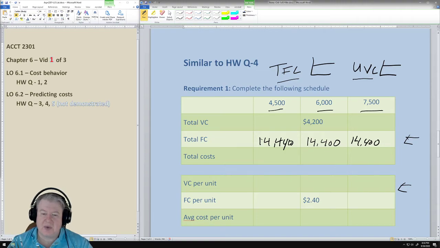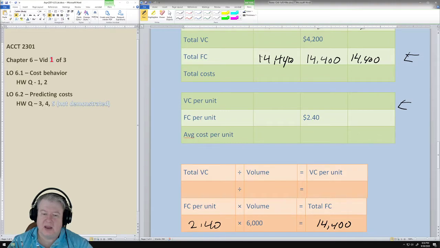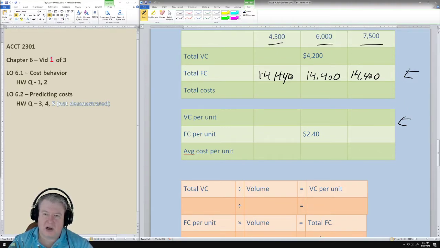Now, can we do the same thing with the unit variable cost? So if we know that we have 6,000 units and a total variable cost of $4,200, right?